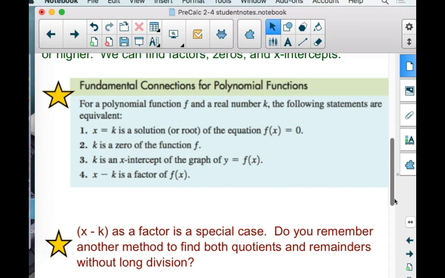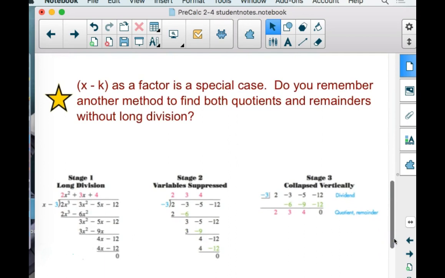So we're going to use the fundamental connections for polynomial functions, and for a polynomial function f and a real number k, the following statements are equivalent. X equals k is a solution or a root of the equation f of x equals 0. It is also a 0 of the function, which means graphically it is an x-intercept. And then finally, it means that x minus k is a factor of f of x. So that remainder of 0 that seemed like kind of a minor thing is actually pretty doggone big.